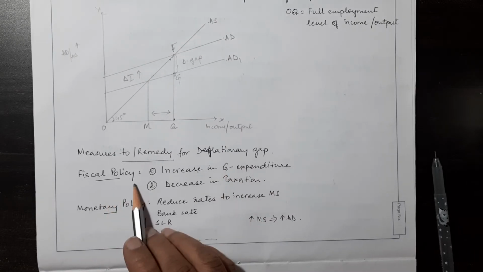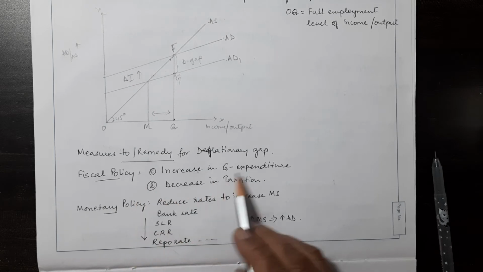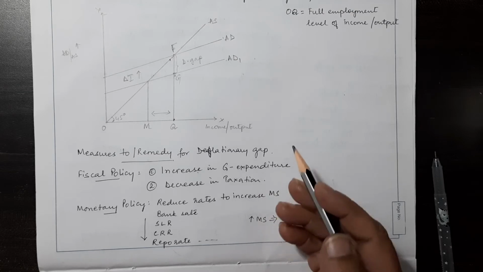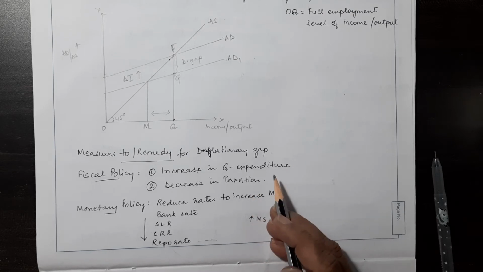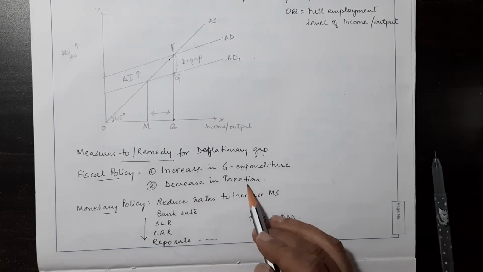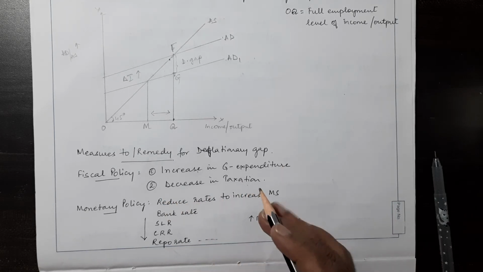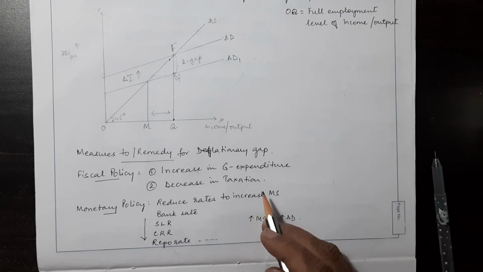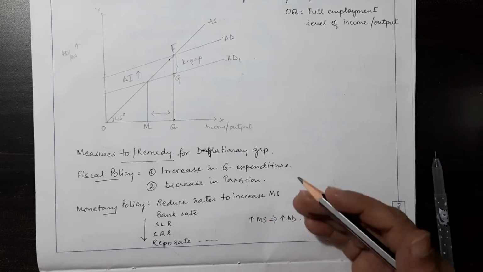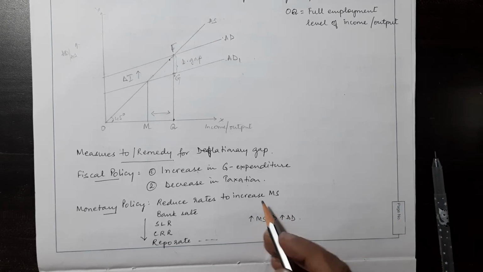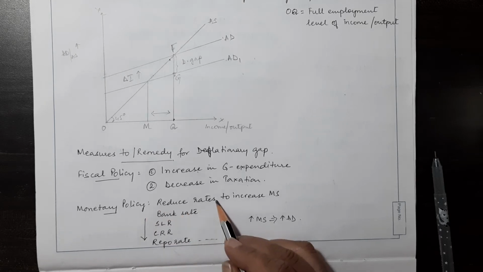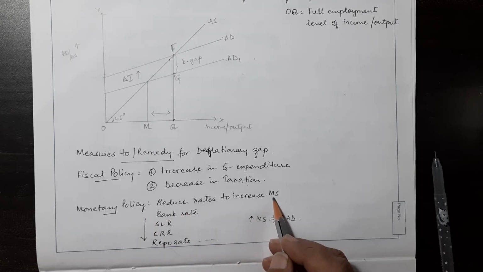The fiscal policy brought out by the government is to increase government expenditure. When there is an increase in government expenditure, there will be more personal disposable income, and so the aggregate demand will also increase. The second one is a decrease in taxation. When taxes are reduced, both direct and indirect taxes, it ensures greater purchasing power and helps to increase the aggregate demand. The monetary policy brought out by the RBI is to reduce the rates to increase the money supply in the economy.